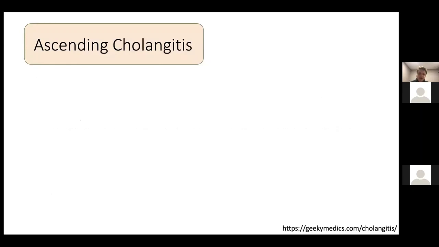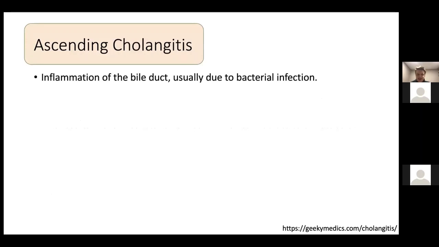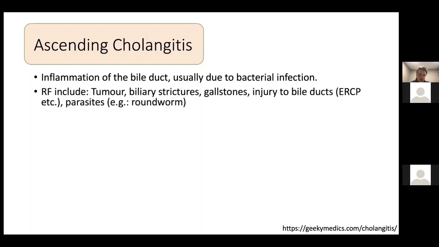Okay, and acute cholangitis or ascending cholangitis. This is inflammation of the bile duct, and it's usually due to a bacterial infection. So risk factors for this are if you have a tumour nearby, such as of the pancreas, of the gallbladder itself, duodenum. If you have any strictures, gallstones causing stasis of bile.